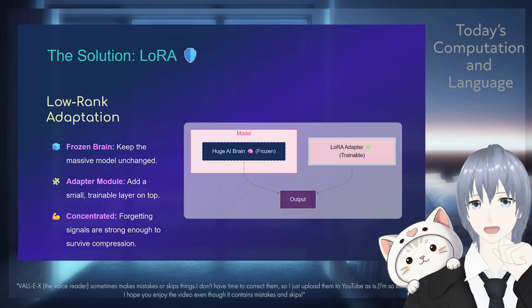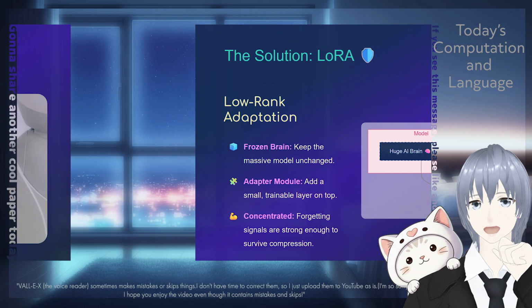Scary, right? So this paper proposes a solution using something called LoRA, or Low-Rank Adaptation. Instead of trying to slightly adjust the entire massive brain of the AI, LoRA adds a small, separate, trainable module on top of the frozen brain. It concentrates all the forgetting effort into this small, intense adapter, because the changes in this adapter are much stronger and more focused. They survive the quantization process.